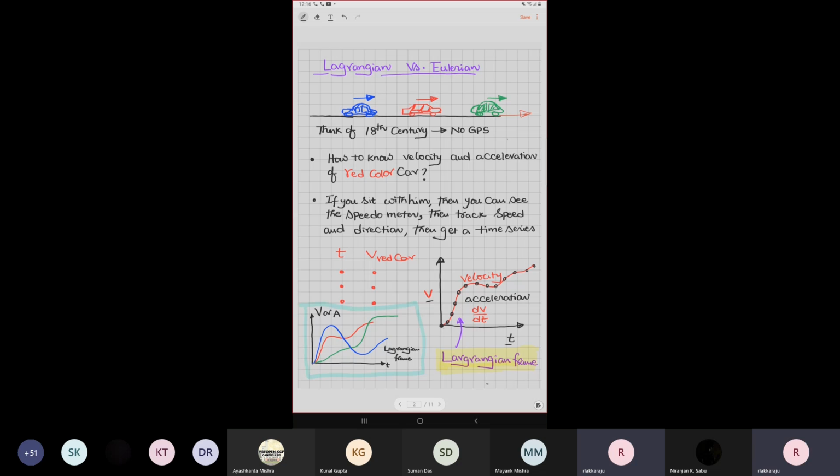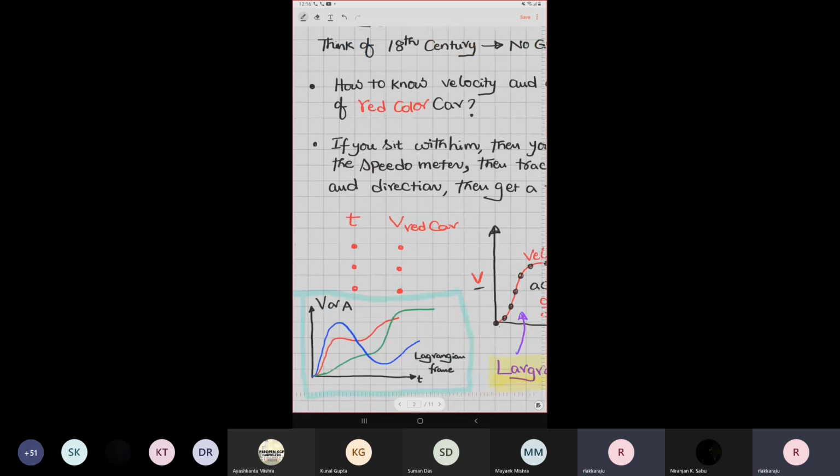The same procedure, you can repeat even for the green color car and the blue color car. If I do that, I might get such kind of plot. The vertical axis is velocity, the horizontal axis is time. The blue color car has one particular kind of velocities, the red color car has another kind of velocity, and the green color car has another. So as the number of cars increases, you will have many more cars going here and there.